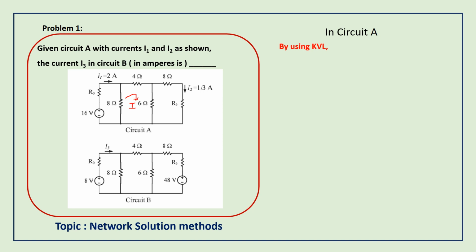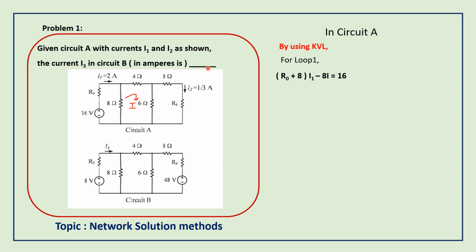Okay, the second loop current I have assumed as I. Let me write the equation for that. By using Kirchhoff's voltage law, for loop 1, I am going to write the equation. What are the resistances? R0 and 8. So (R0 plus 8) into I1, the current, minus 8I equals 16.